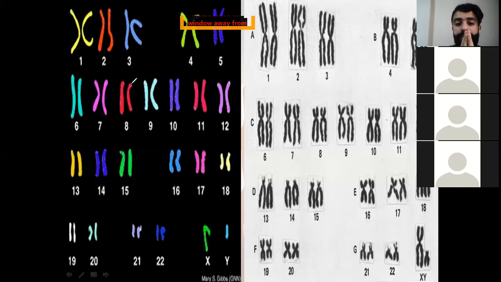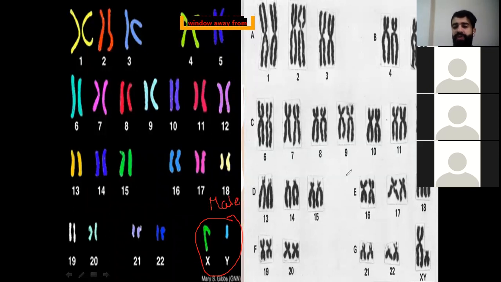So this one belongs to a male or a female. What do you think, Cynthia? For a male or female, justify your answer. Male, because the 23rd pair is XY, it's not XX. Because it has XY as gonosomes or sex chromosomes. So whenever it has XY, it's for a male.